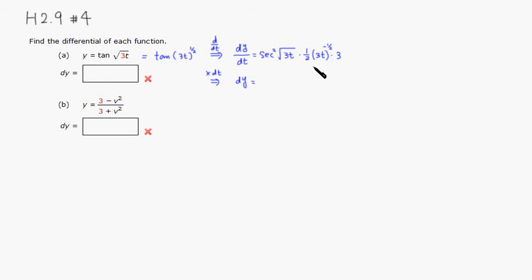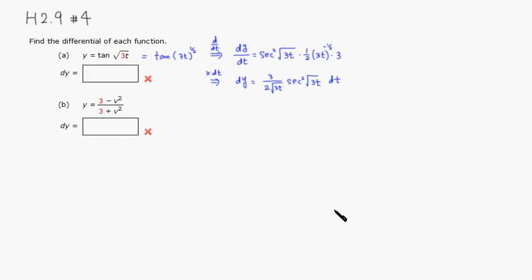And you will have 3 on top, 2 on the bottom. Then 3t is on the bottom, then you have a square root. That takes care of that, and then you have a secant squared of the square root of 3t, and dt. All right, so that's part A.